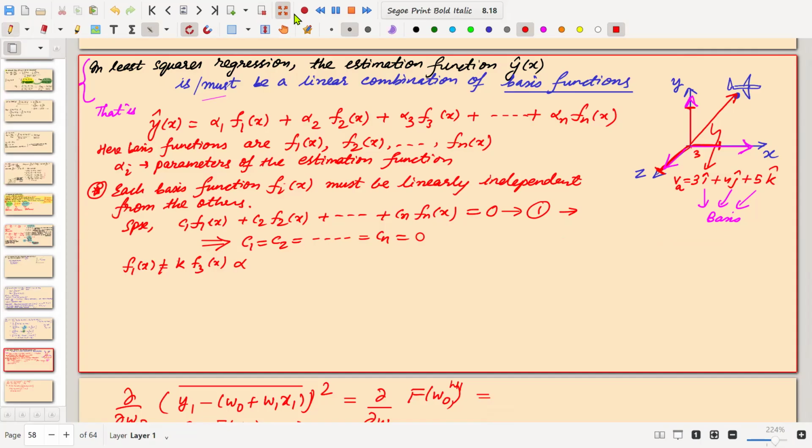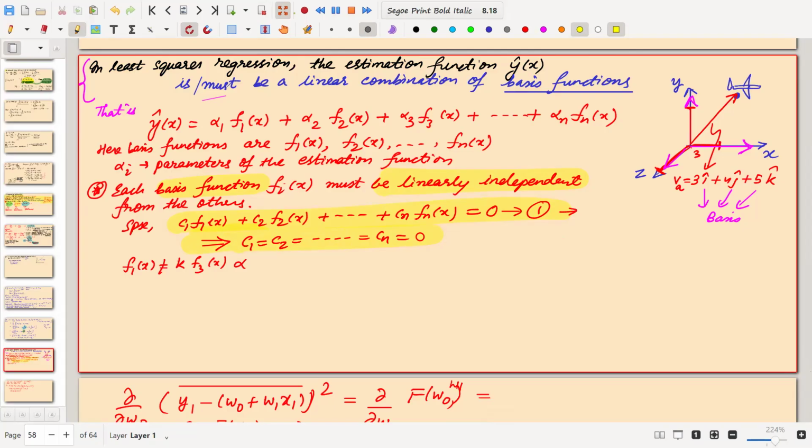Anyway, so this is what I mean, that your basis functions should be linearly independent. Okay, and this is the condition for linear independence. If the basis functions are linearly independent, then if the linear combination is equal to 0, that means all coefficients are equal to 0.